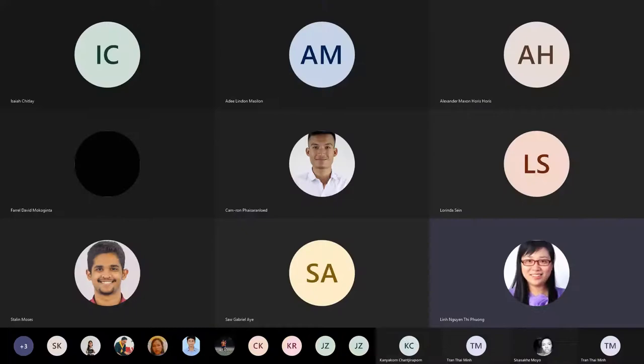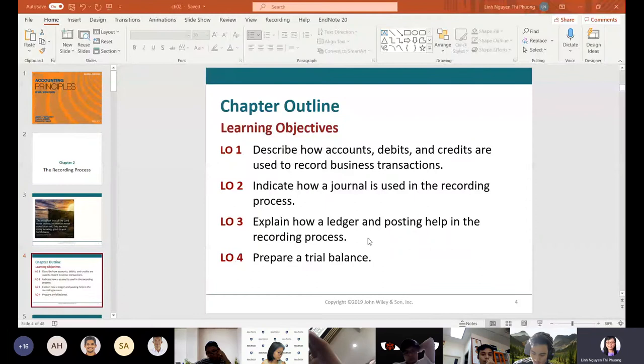What are the three activities in accounting? Do you remember? Identification, recording, and communication. Yes, that's correct. Identification, recording, and communication.